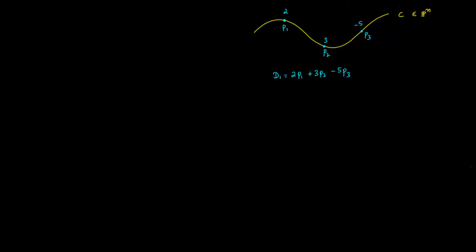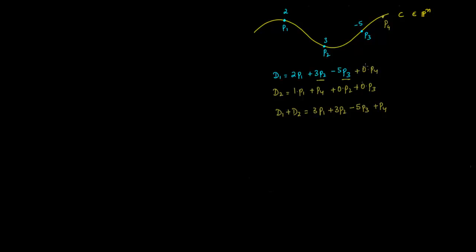So now you can have another divisor, say D2 is 1 times P1 plus P4. P4 is some other point right here. Now you can add these two divisors. You can have D1 plus D2, which you just add coordinate-wise. So you get 3P1 plus 3P2 minus 5P3 plus P4, because the points P2 and P3 are also there in D2, with 0 times P2 and 0 times P3, and this P4 is here.